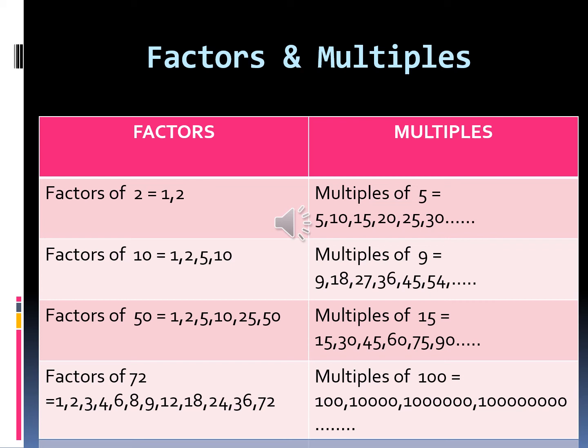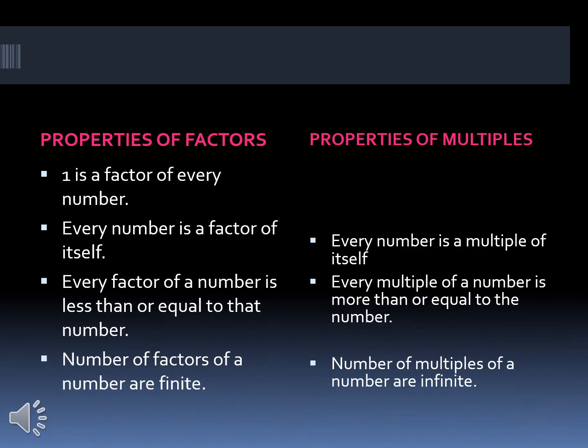So let's briefly write down the properties of factors and multiples. Properties of factors. 1 is a factor of every number. Every number is a factor of itself. Every factor of a number is less than or equal to that number. Number of factors of a number are finite.